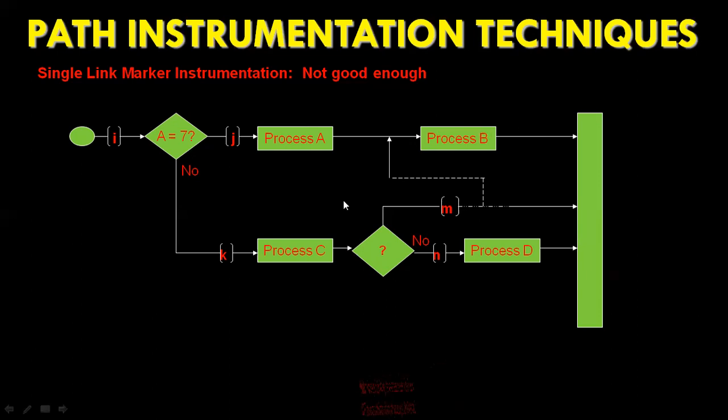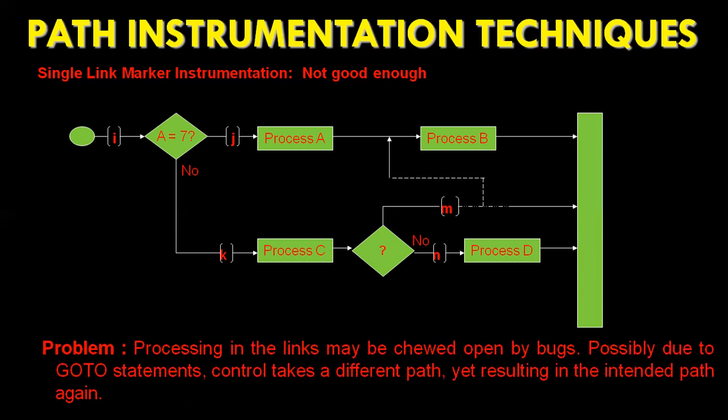So here the problem is that processing in the links may be tripped up by bugs, and it is possible, due to the go-to statements, that the control takes a different path and still results in the intended outcome. So we are getting the correct result, but the go-to statements or the control may take a different path and give the correct result, by coincidence. So at that point of time, we will not be in a position to identify the bug. So this is the problem.